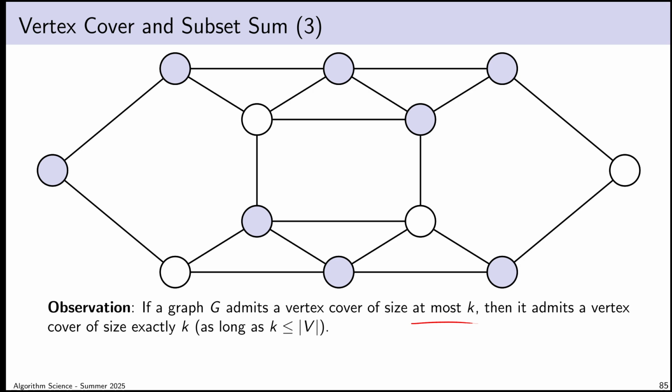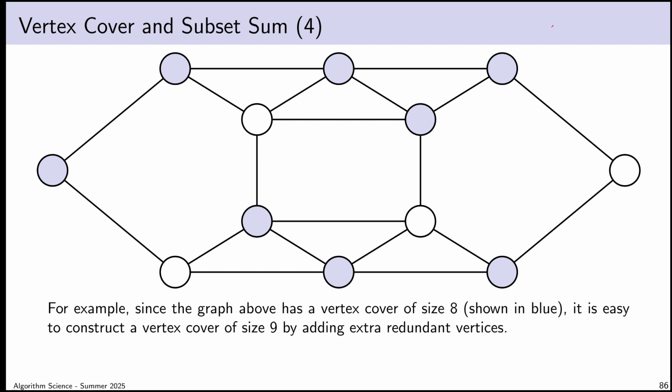So if I find a vertex cover of size exactly K, well, clearly there is a vertex cover of size at most K. And I'm now pointing out that the opposite is also true, and I already explained why earlier when we were talking about the vertex cover problem. So for example, if I'm looking for a vertex cover of size 9, and I find a vertex cover of size 8, so we can see there's a vertex cover of size 8 shown here. If I want a vertex cover of size 9, I just take my vertex cover of size 8 and add an extra redundant extraneous vertex.